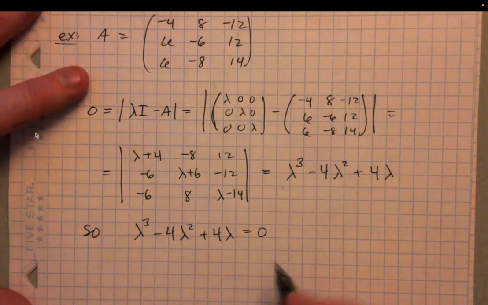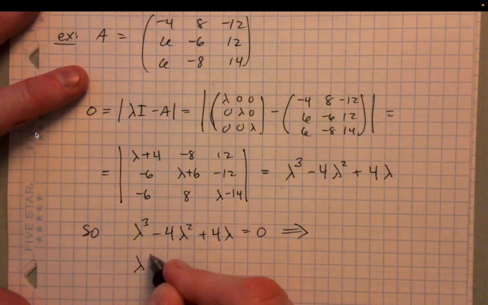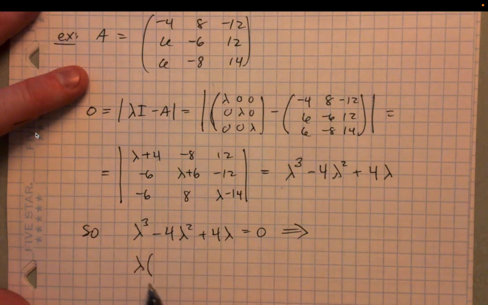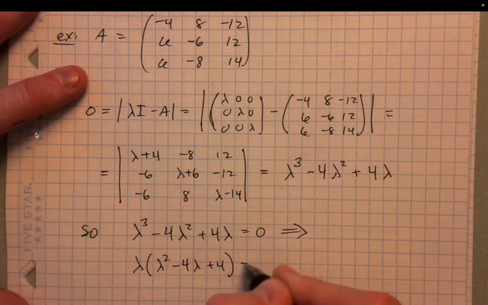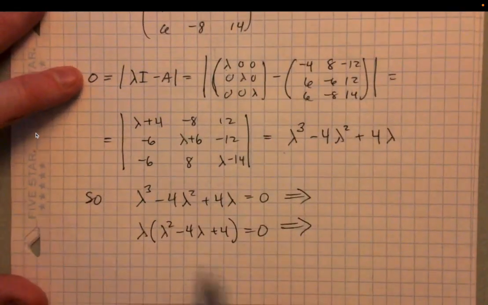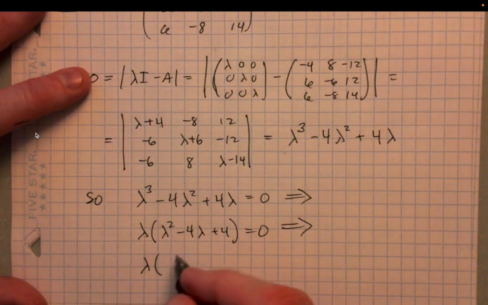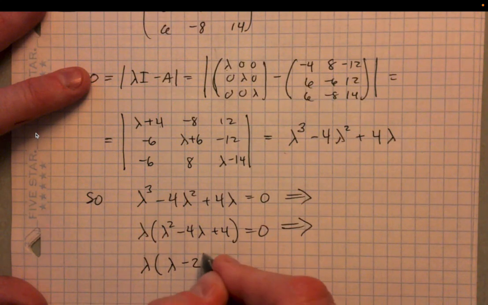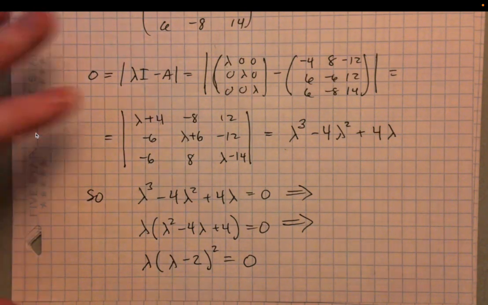And this is actually factorable, right? You can factor this, and what you'll see is that this is lambda. So if you factor a lambda out, you get what? Lambda squared minus 4 lambda plus 4, right? And then this is factorable as well, and what you'll find is you get lambda minus 2 quantity squared equals 0. Okay, and the solutions then to this equation are the eigenvalues.